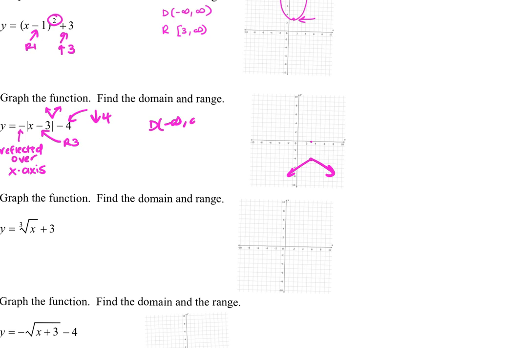Domain is negative infinity to positive infinity because the arrows point left and right. And my range this time goes from negative infinity up to the highest point, which the y would be negative 4.